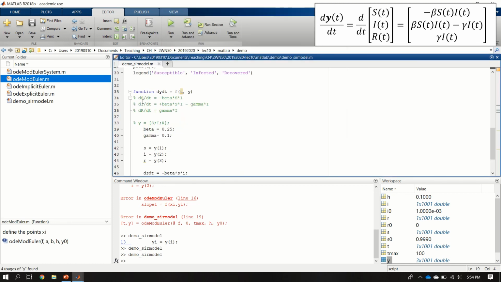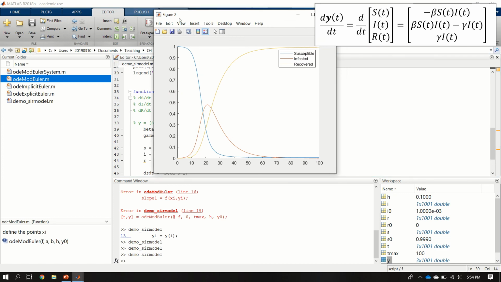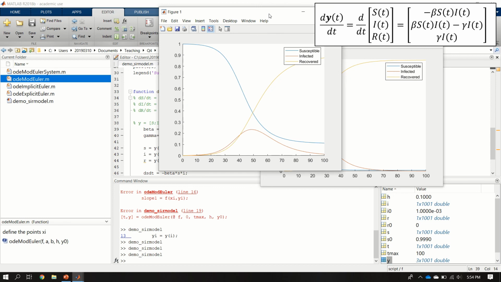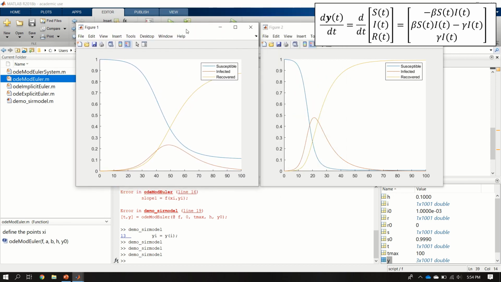We can also take a look at what happens if we, for instance, change some of the parameters here. If we double this incidence rate, which is representative of how often people meet each other, so if there's less social distancing, then this beta could be, for instance, higher at 0.5. And if I then run the model, let's put these two next to each other. This is for a beta of 0.5. This is for a beta of 0.25.